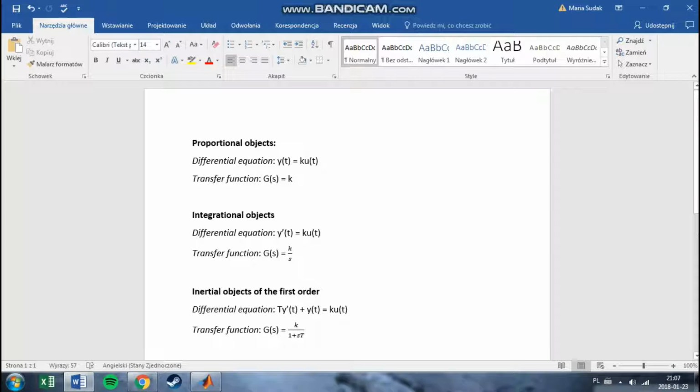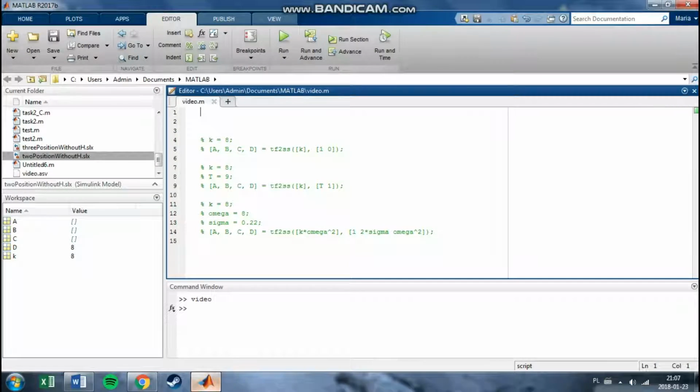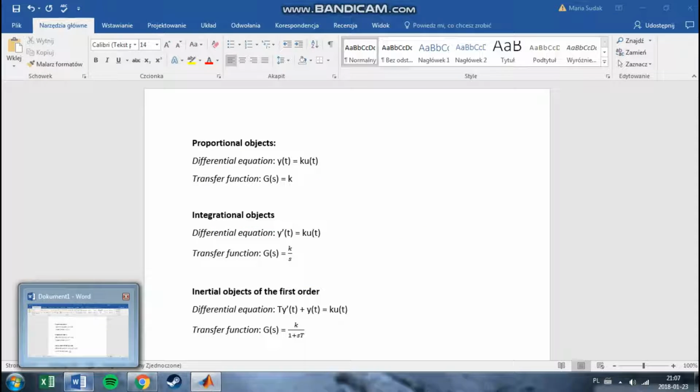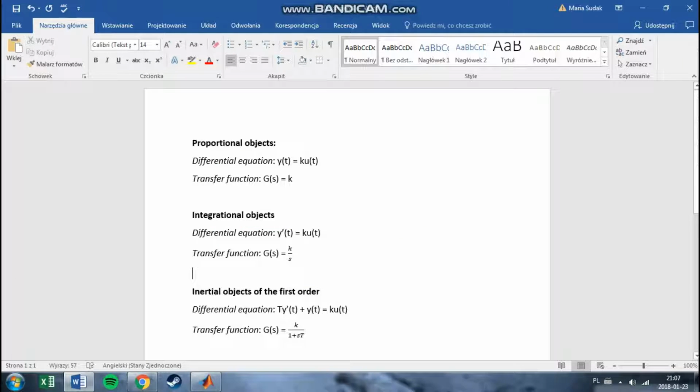Once again, we have its differential equation and transfer function, which this time is equal to k over s. In Matlab, this function will look like this. So in the numerator we have k, and in the denominator we have 1 and 0. This is a matrix, by the way. As you can remember, our transfer function is equal to k over s.